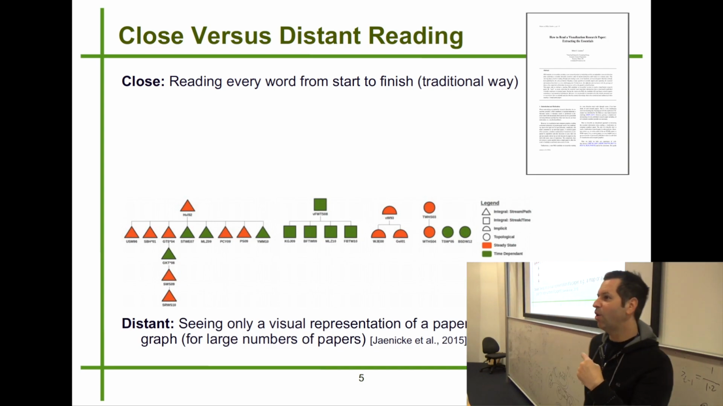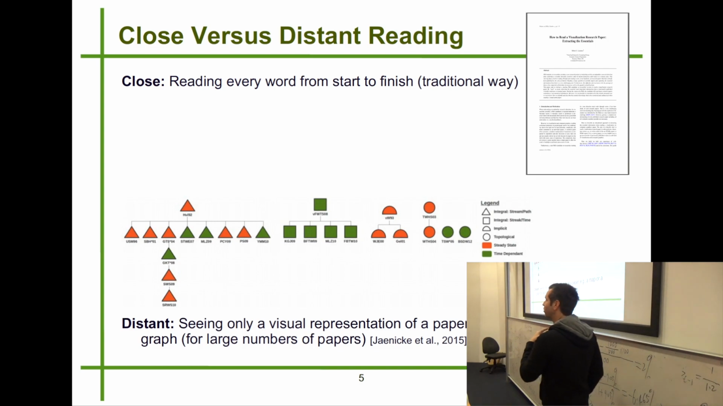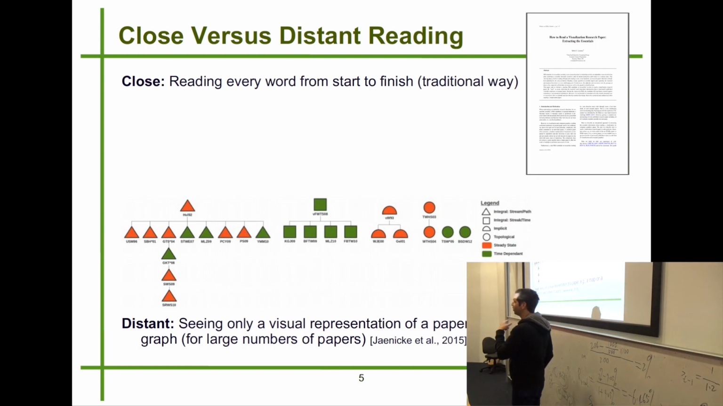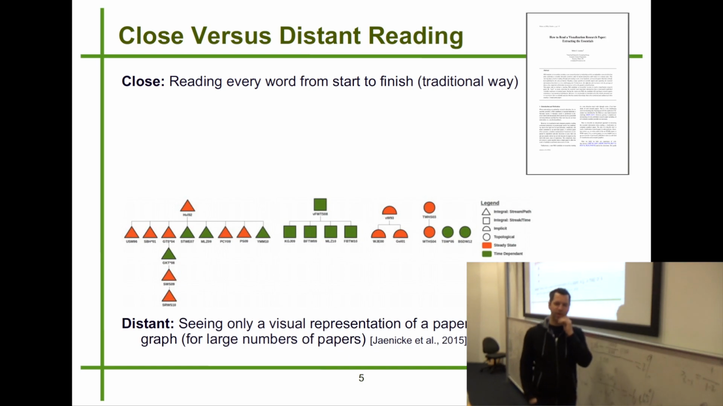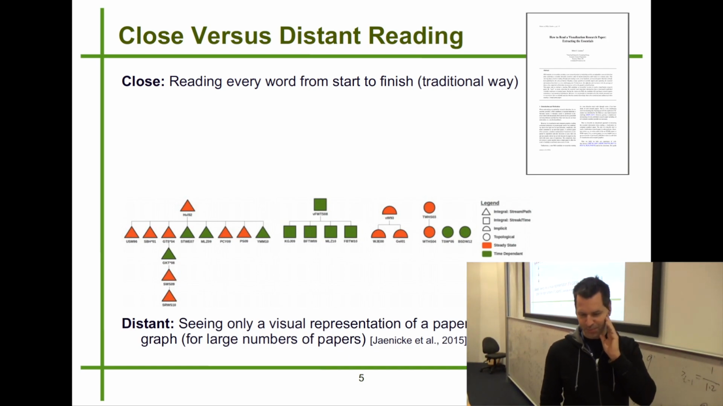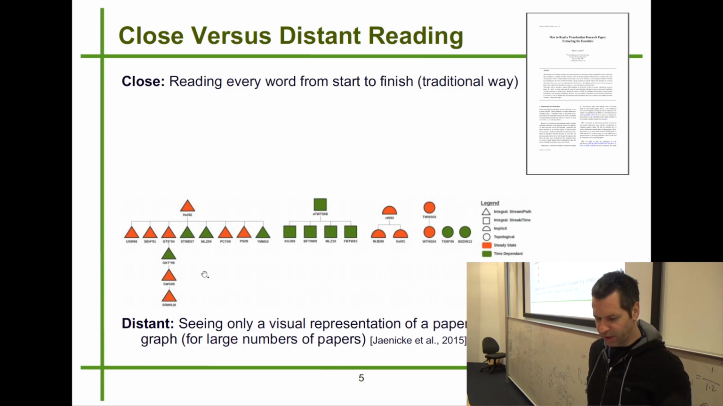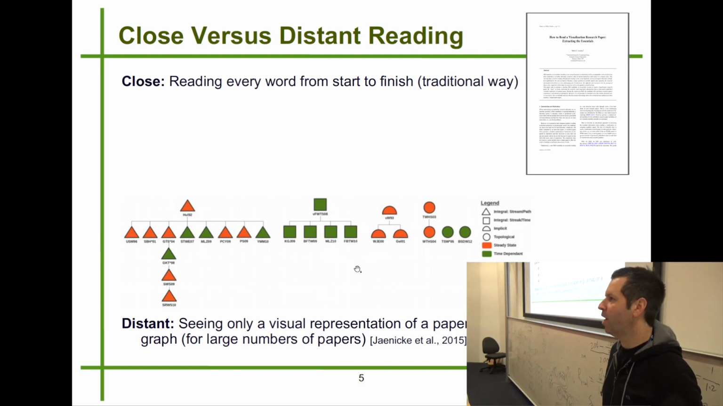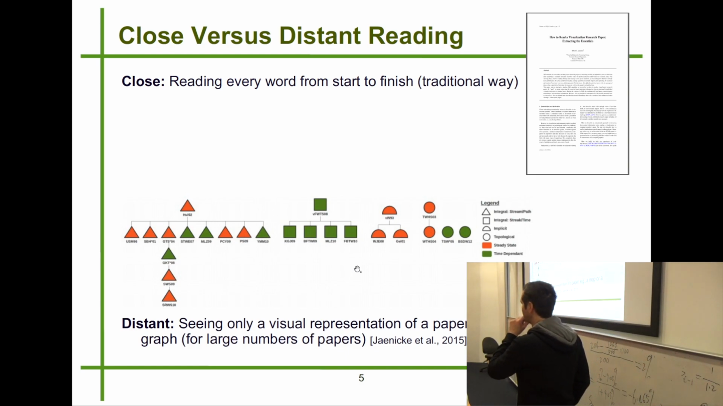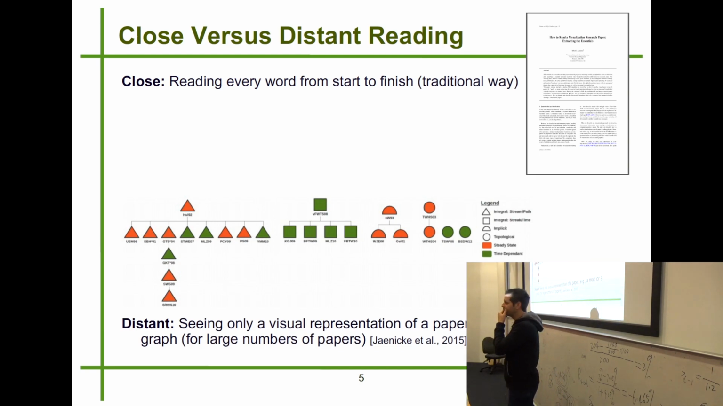So this is called distant reading. We're not actually reading the papers at all. We're replacing the papers by symbols that represent the characteristics of the papers themselves. Distant reading is seeing only a visual representation of a paper, a map or a graph, for a large number of papers. This is a summary of 25 papers and how they're related to each other. That's distant reading.